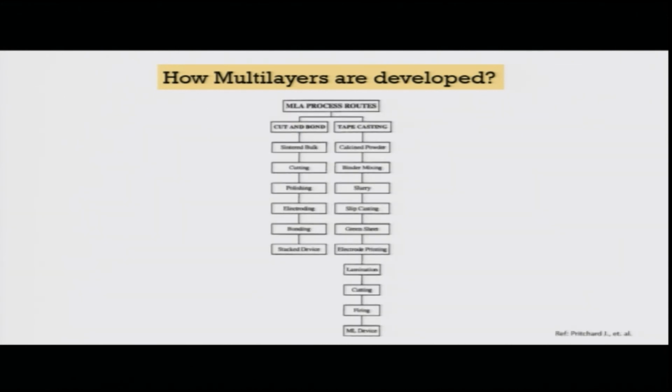If you look at the flow diagram for the cut and bond system, you have the sintered bulk to begin with. So, you already have the piezoelectric material as a bulk one, then you cut it, polish it, electrode it, and bond these things together to get a stacked actuator. On the other hand, in tape casting you start with powder, you do not have the bulk. You mix this powder, make a slurry, then slip cast it and you get a green sheet. Again you go for electroding and then lamination, cutting, firing, and you get the device.